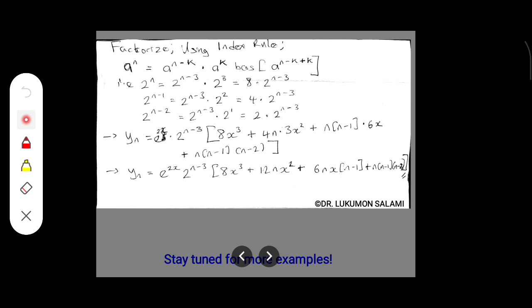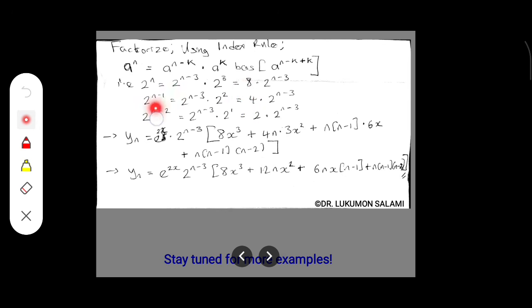But if I factor out 2 raised to the power n minus 3 from 2 raised to the power n, what will be the remainder factor? That is why I wrote it like this: 2 raised to the power n can also be written as 2 raised to the power n minus 3 multiplied by 2 raised to the power 3, which can be written as 8 times 2 raised to the power n minus 3. So now when I factor out 2 raised to the power n minus 3 from 2 raised to the power n, what I have left is 8.